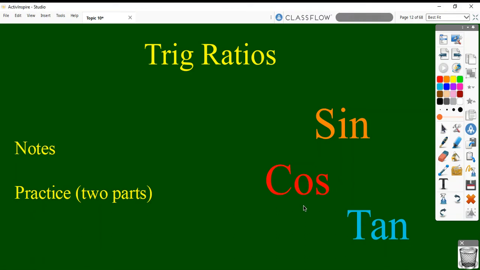Hi, everybody. We are looking right now at the third day, or the third part of our topic 10 notes. We're talking about trigonometric ratios, trig ratios.